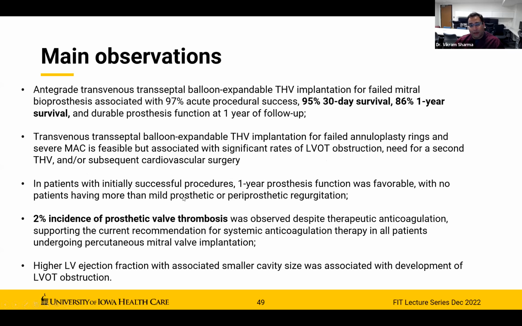In patients who did have an initially successful procedure, 1 year prosthetic function was favorable. And there was a 2% incidence of prosthetic valve thrombosis in this patient population, despite being on therapeutic anticoagulation, supporting the current recommendation for systemic anticoagulation in these patients. And some of the factors that were associated with left ventricular outflow tract obstruction were a higher LVEF and a smaller cavity size.